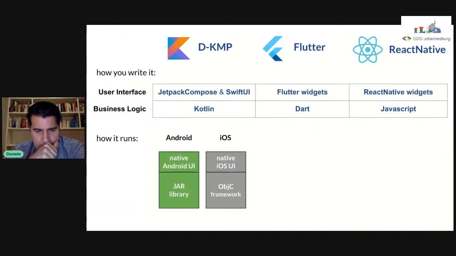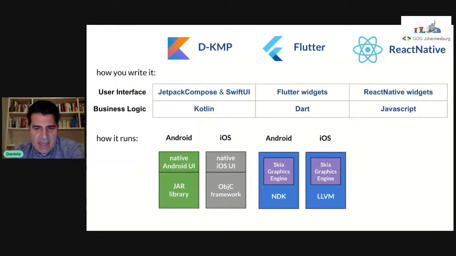We already saw earlier that we have the UI that is native, because we build with native toolkits, Jetpack Compose and SwiftUI, and we have the business logic, which also has a native format. In Android, the business logic is a jar library, and in iOS it's an Objective-C framework. Flutter is not as native at all. First of all, in Flutter we don't have native UIs, because the UI looks the same in Android and in iOS, and is based on the Skia graphic engine. And it's compiled for Android as an NDK app, and in iOS as an LLVM.